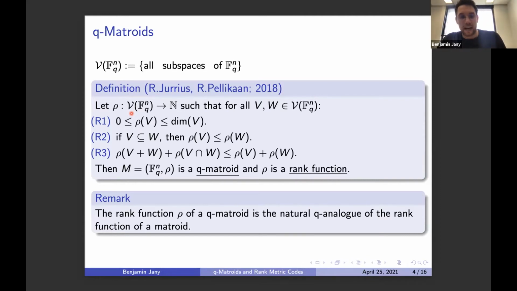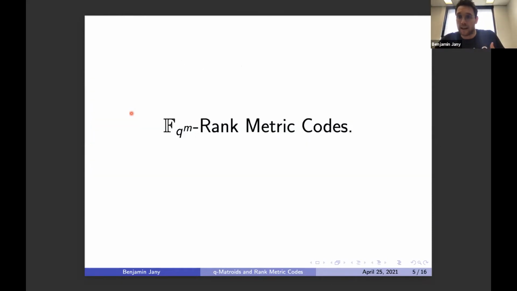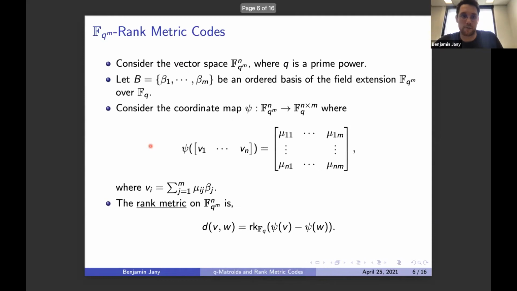So as I mentioned before, with those q-Matroids, we want to extract information from different objects. And so I will now introduce those F_q^m rank metric codes, which I'll just call rank metric codes and delete this F_q^m, just to be a little smoother.